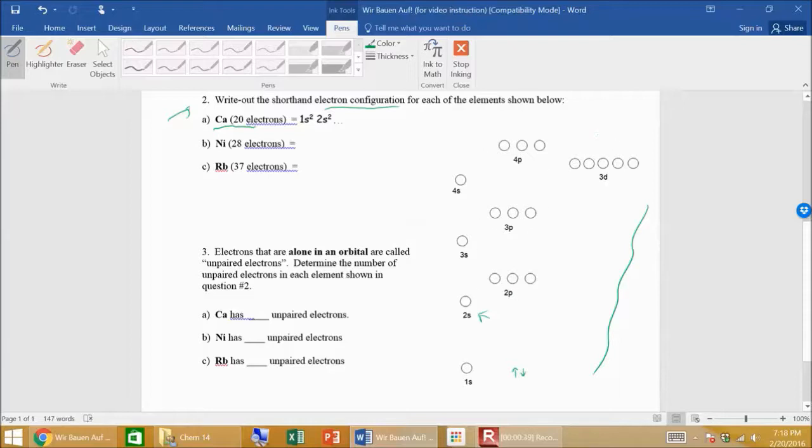I'll just show you how each one of these ends. I leave it up to you to figure out whether you can match my designation. So calcium will end with 4s2. Nickel will end with 3d8. And rubidium, I'll just leave that up to you. I won't give you an answer for that one. You can show me when you bring your homework in.